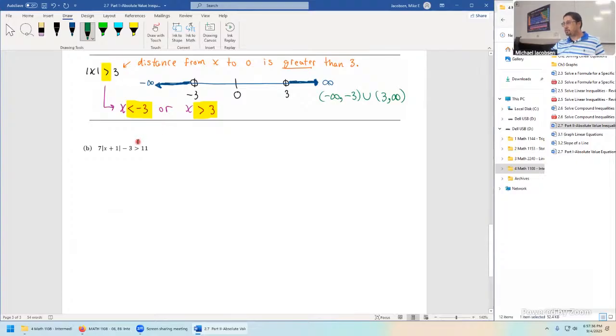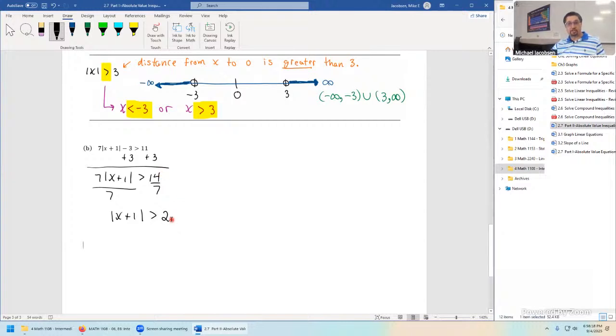So now we have a greater than direction. We need to be really, really careful when we go to split this up. The same first step as always: absolute value x plus 1 needs to be all alone. So first, preliminary steps, let's add 3 to both sides. So 7 times absolute value x plus 1 is now greater than 14. That's a nice number to go with 7 on the left. Now divide by 7. And we have absolute value x plus 1 is greater than 2.